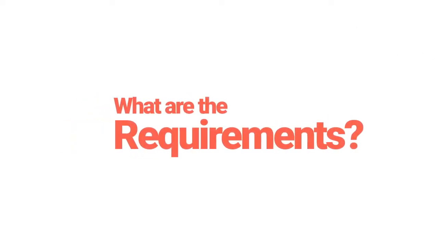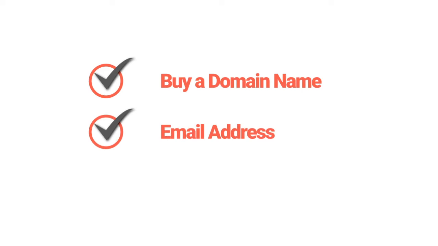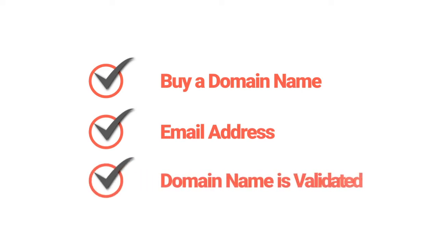So what are the requirements in order to send a newsletter with your preferred email address? Number 1. You will have to own a domain name. You may purchase your domain name from thousands of web hosting services on the web. Number 2. An email address with the domain name you purchased. Number 3. A domain name that is validated in SendFox. Validating a domain name is an available option for free or pro accounts.